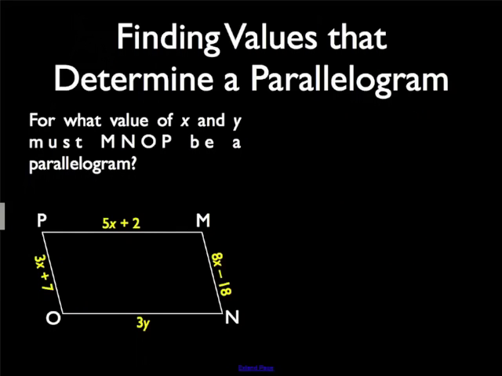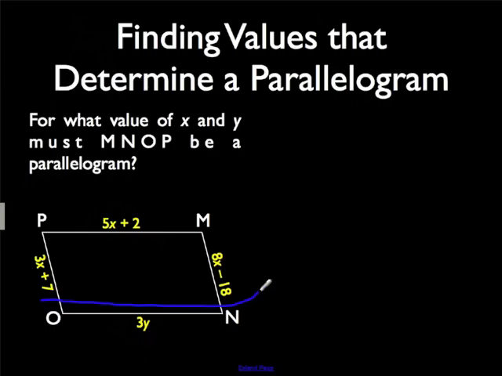Let's use these theorems to help us solve some problems here. For what value of x and y must MNOP be a parallelogram? Now look at the variables. They're going to give you a clue as to how to set up the problem. For example, if you notice the lengths of PM and ON, they have an x and a y in them. If we were to try and set up this equation, it would not be happy because we don't know how to solve an equation with both x and y.